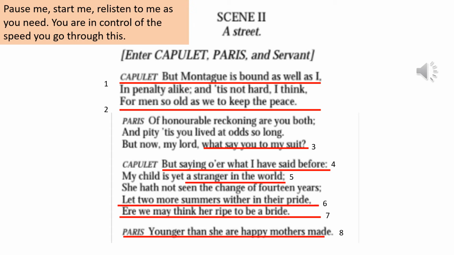On that final line, look at the use of the word ripe. Again, here that's an adjective. Her ripe, that's how he describes her, ripe to be a bride. I don't know about you, but ripe makes me think of fruit. Okay, and when a piece of fruit is ripe, that means it's ready. So here, Capulet is saying, in 2 years' time, I think she'll be ready to be a bride.